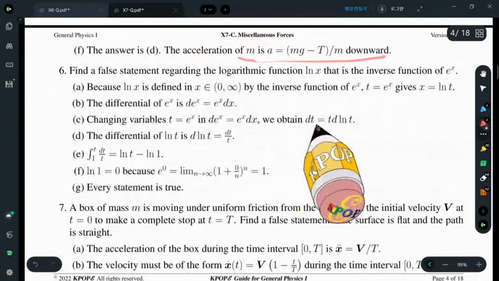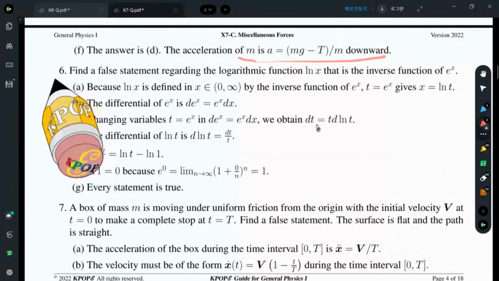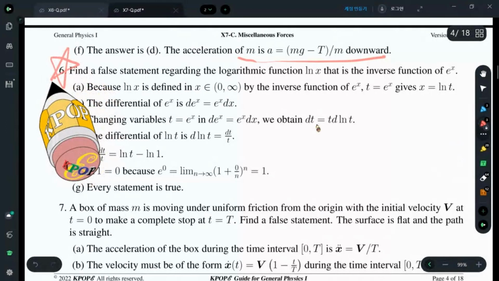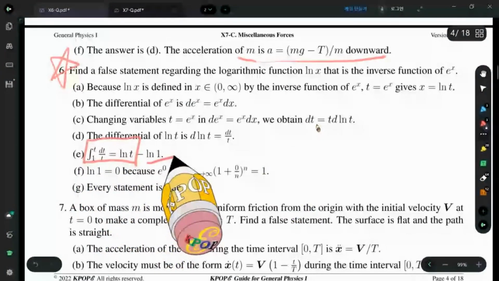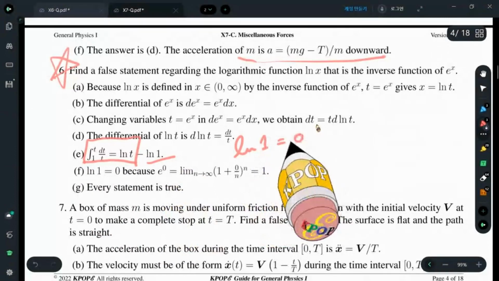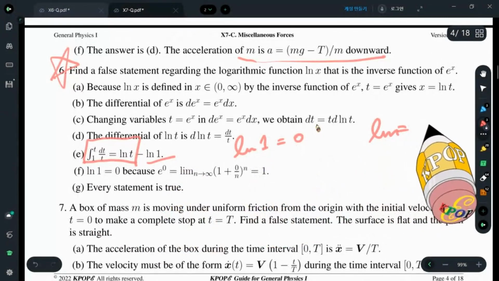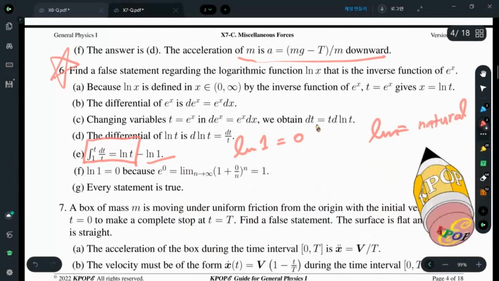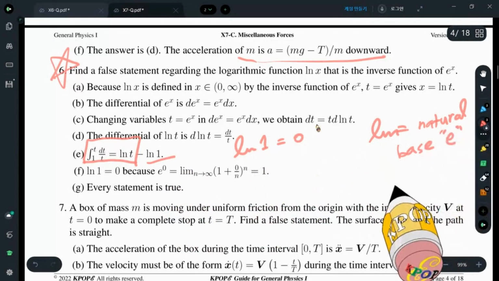Next one. We frequently use the exponential function or logarithmic function for solving the equation of motion. It is very, very important, and everybody knows this. And log 1 is 0. ln means natural log, whose base is e, right?